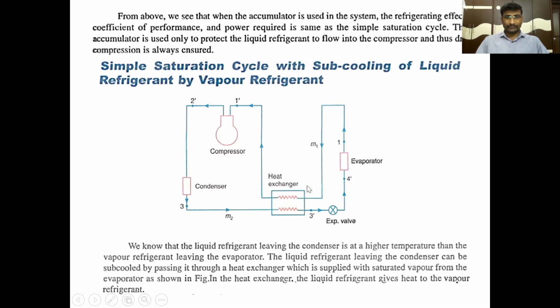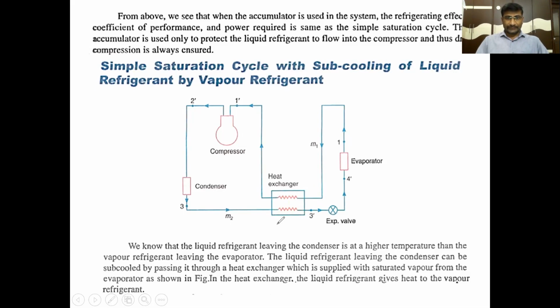M1 is equal to M2 here, because M2 is sent to the evaporator and M1 is coming from the evaporator. The flow remains constant. That's why M2 is equal to M1. The same amount of refrigerant, after evaporation in the low pressure evaporator, that is the vapor refrigerant, will be sent to the heat exchanger, which is used as a cooling medium here. Whenever it is passing through the heat exchanger, it absorbs heat from the liquid refrigerant coming from the condenser.